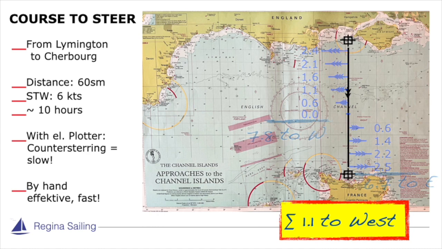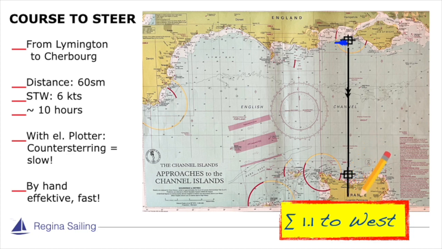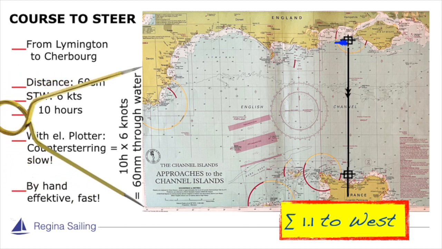So what you do is you take your chart. You first draw the current that will influence you. That's only 1.1 nautical miles in 10 hours in total. So that's why I put that 1.1 nautical mile for these 10 hours. And the next thing is that you prolong this line a little bit because you should not connect those two. Instead, you measure the speed through water that you do in the 10 hours. So in 10 hours with 6 knots, that's 60 nautical miles through the water.